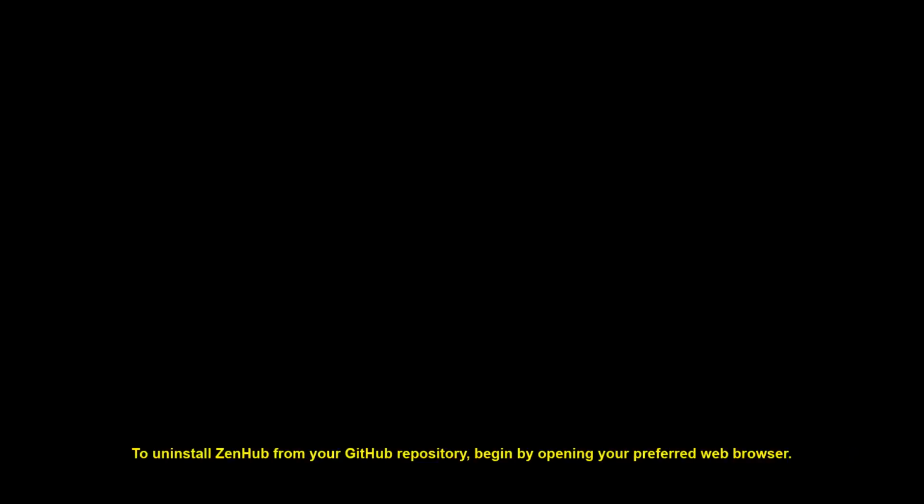To uninstall ZenHub from your GitHub repository, begin by opening your preferred web browser. Next, navigate to the GitHub website and log into your account. Once logged in, locate the repository where ZenHub is installed.